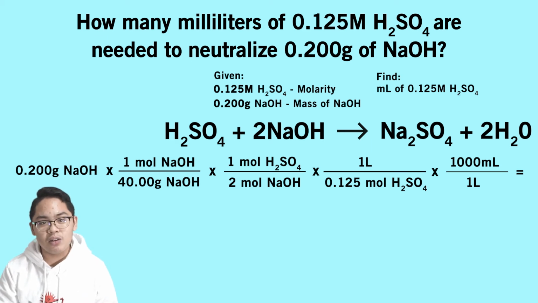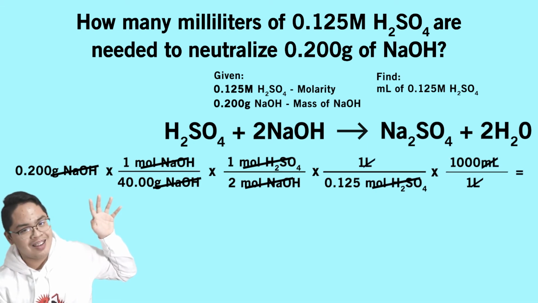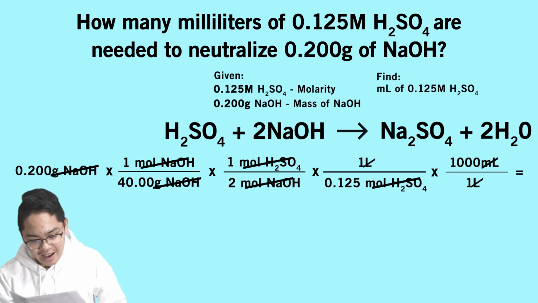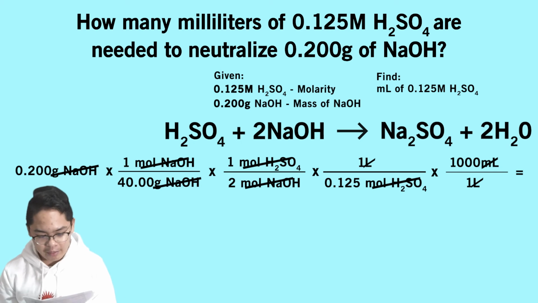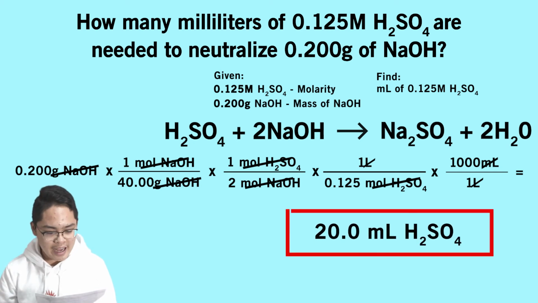Let's go ahead and cancel all those units. Go ahead, computer magic. Ting, ting, ting. I'm just gonna do my own sound effects here. And enter the numbers in our calculator, and we'll get the final answer of 20 milliliters of sulfuric acid.